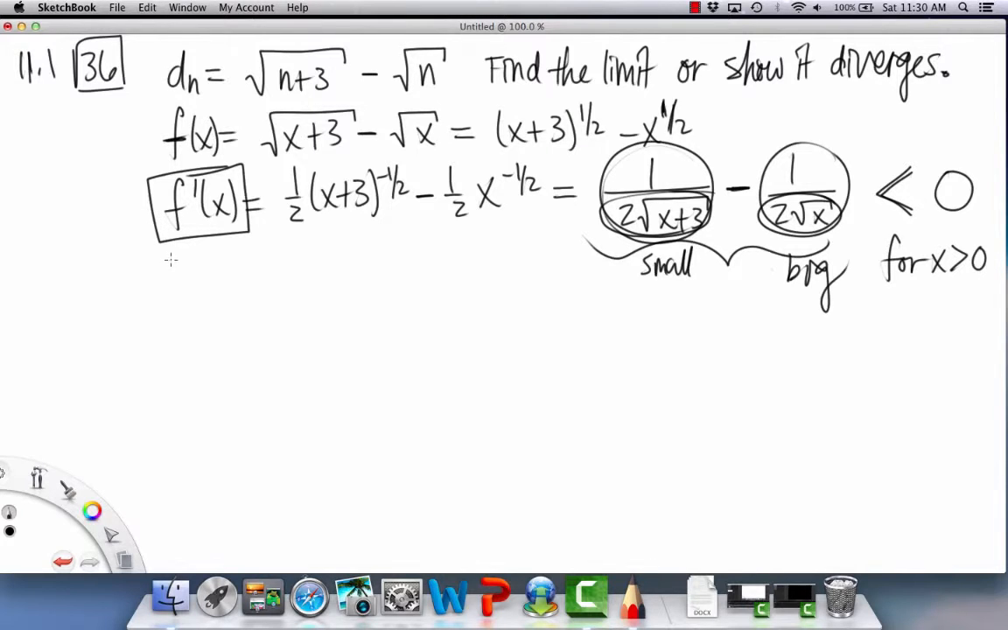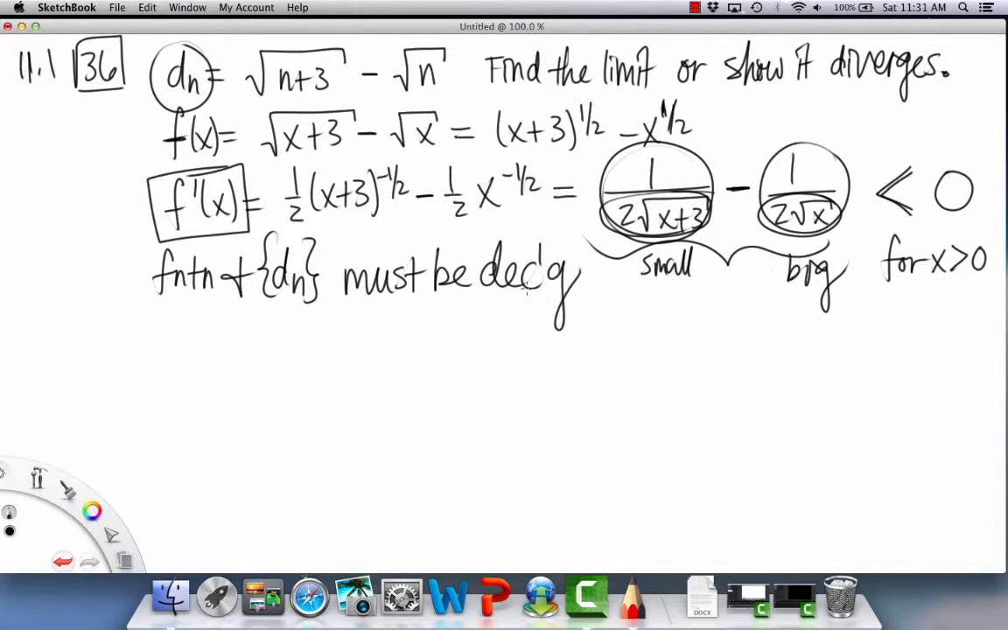So the function f of x must be decreasing, which also means, since this function represents the sequence, that the sequence must also be decreasing. So function and sequence d sub n must be decreasing. Okay, so this is decreasing, and it's monotonic.